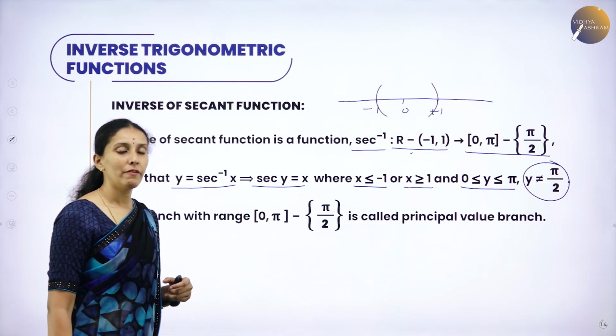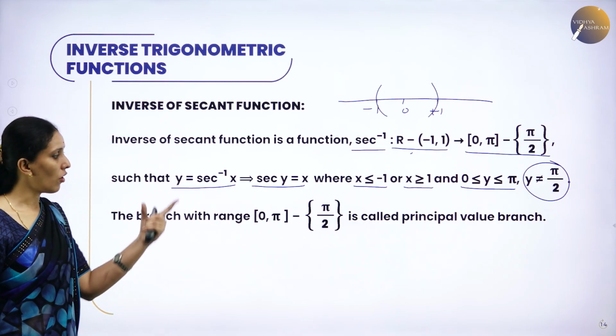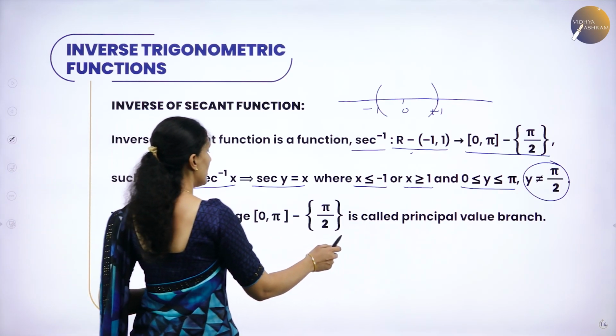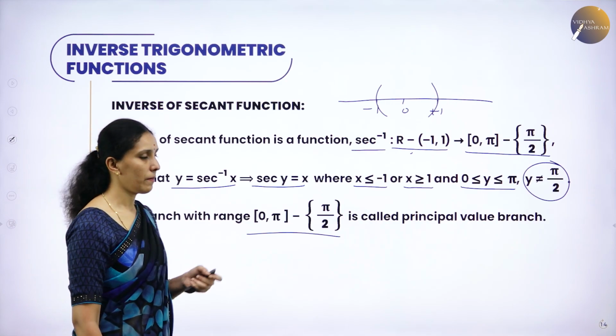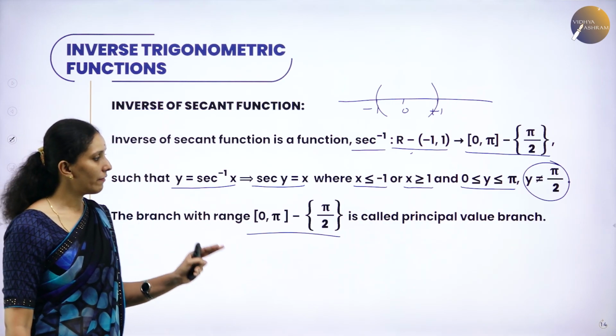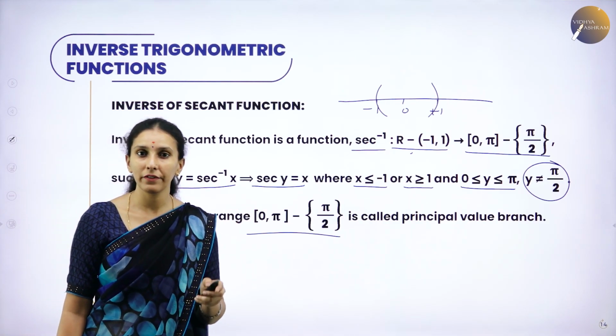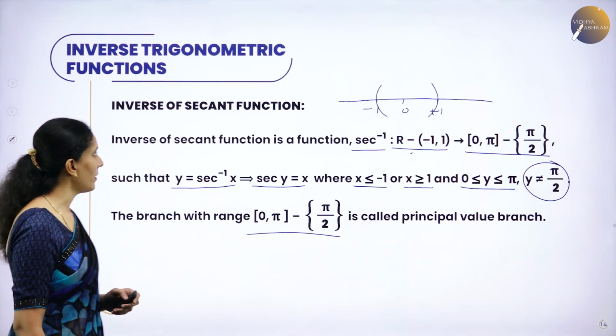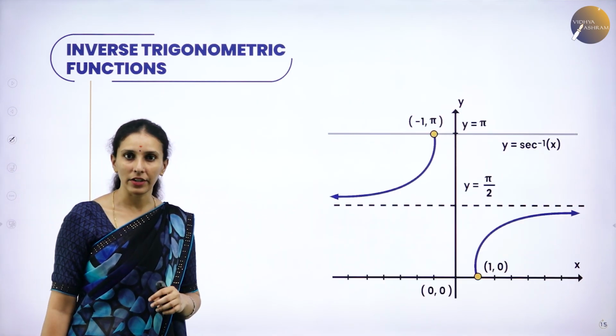Now what is the principal value branch of the secant inverse function? Obviously the range is given by [0, pi] minus {pi by 2}. So this is the principal value branch of the secant inverse function. Next, this is the graph of the secant inverse function.